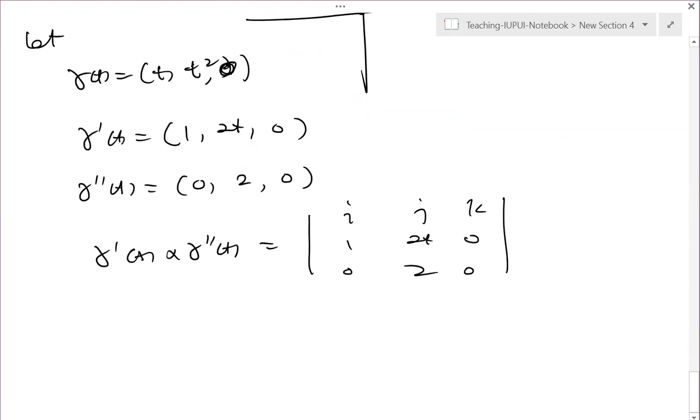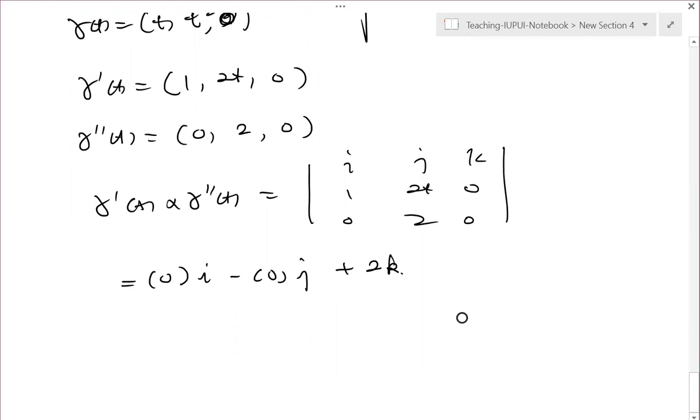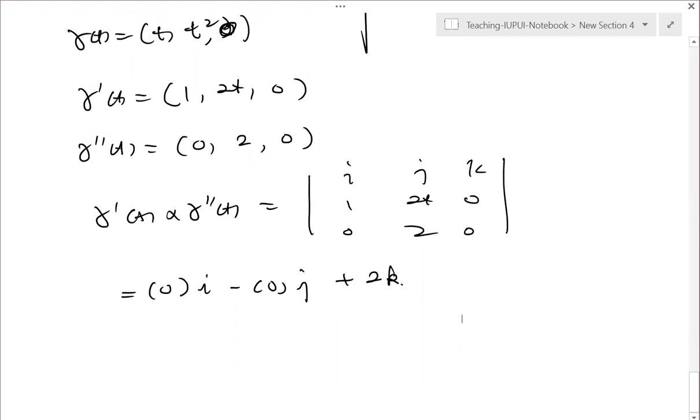Let's compute. It's going to be 0 i, and minus 0 j. The last one is 2, just 1 times 2 minus 0. It's not too bad, right?